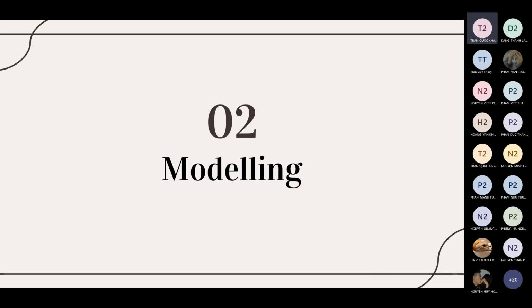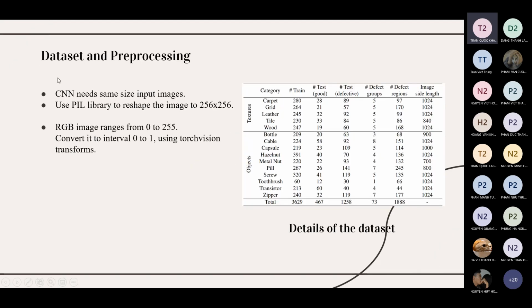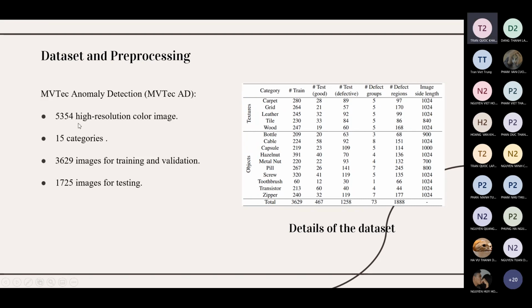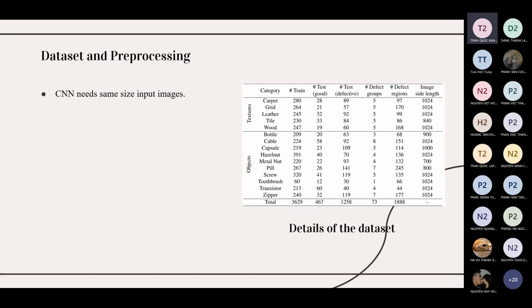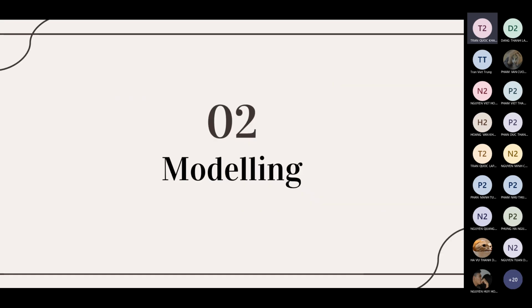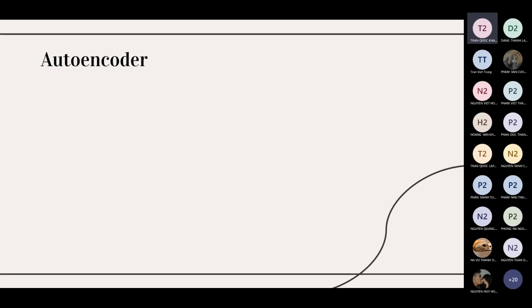Okay, so in the second part I will talk about the modeling. As you see here in the data set, we only have a little data, only 5,000 images. And in nature, the percentage of anomalies is quite low, so we cannot use classical CNN classification to detect the defects. So we propose to use unsupervised learning, and the first model is the autoencoder.